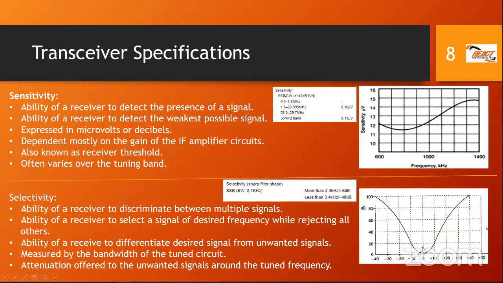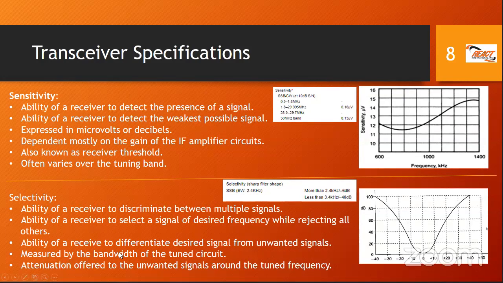So let's look at some other bullet points that will hopefully drive that point home. Selectivity is also the ability of a receiver to select a signal of desired frequency while rejecting all others. So in other words, it's like a filter. Selectivity is also the ability of a receiver, my apologies, typo, to differentiate desired signal from unwanted signal. So again, these are just other ways of saying the same thing, right?